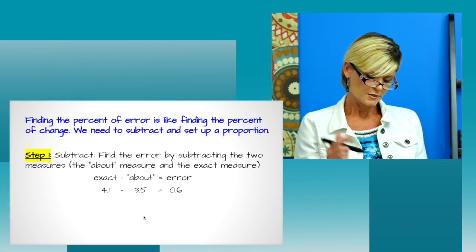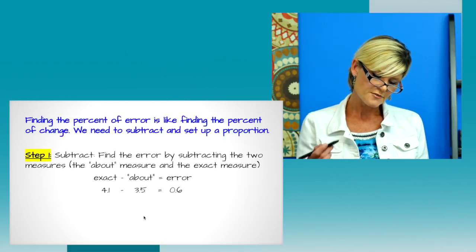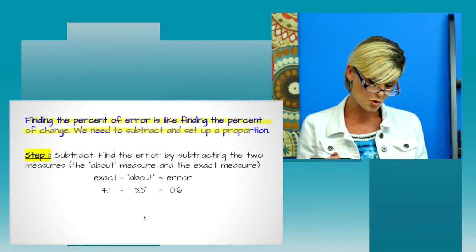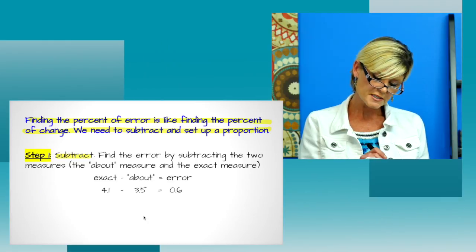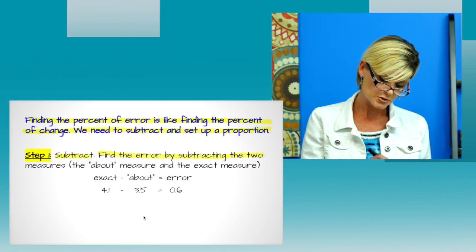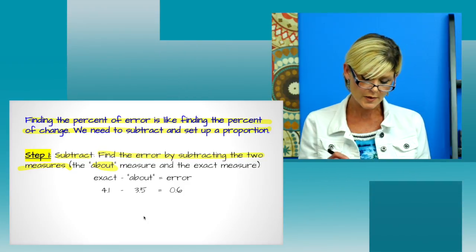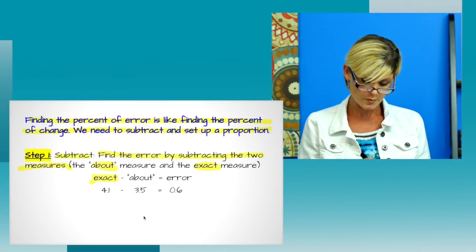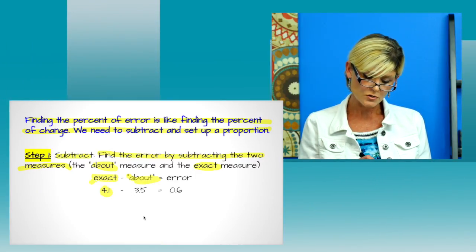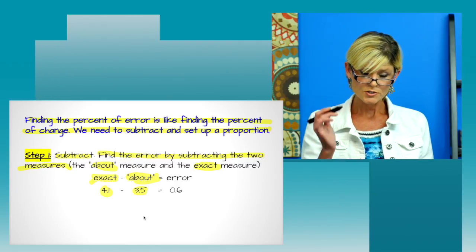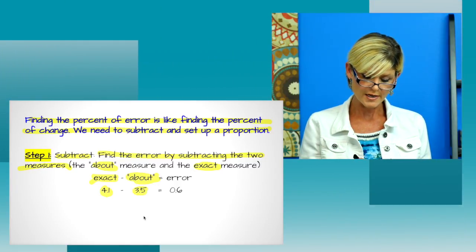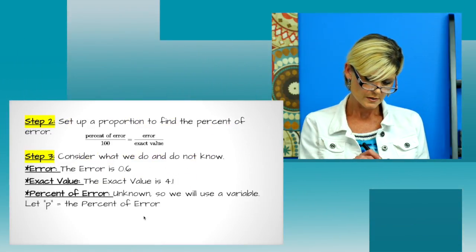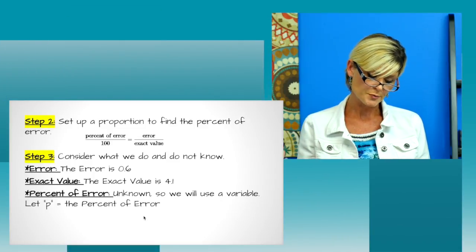So going back, we need to find the percent of error. That's like finding the percent of change. We need to subtract and set up a proportion. So step one is to subtract. We need to find the error by subtracting the two measures, the about measure, what he thought he ran, and the exact measure. So the exact amount he ran was 4.1 miles. About, or what he guessed he ran, was 3.5. So we take 4.1 minus 3.5. Now we have the error as 0.6. That's the difference.